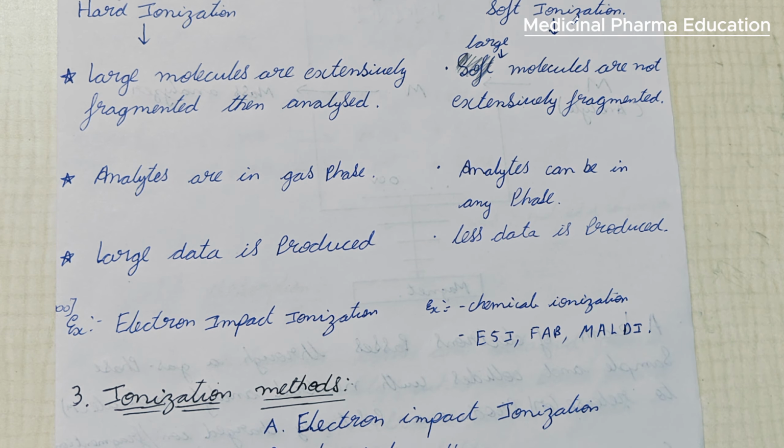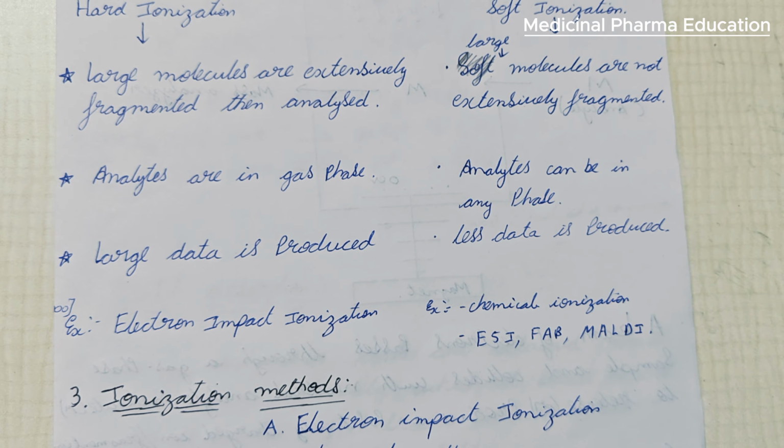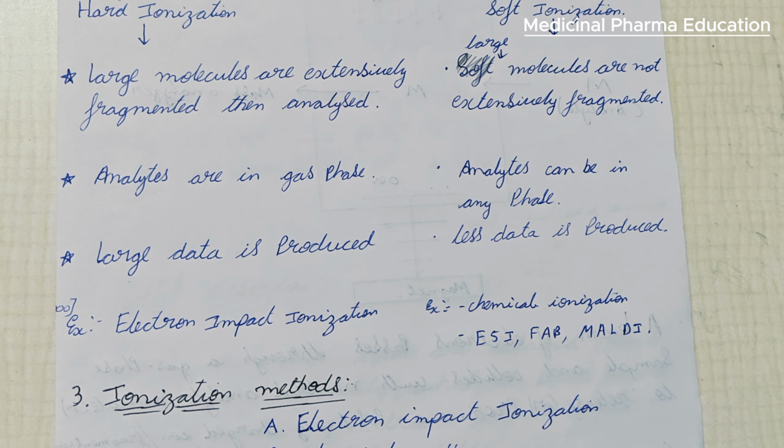For example, take an ice cube. If we break a small piece, we will get only some water. If we break about 90% of the ice into many pieces, we will get 90% of the data. In soft ionization, we will not break 90% or 80%. We will break 30 to 40% of the molecule, so we get less data. If the fragmentation is higher, we will get higher data.